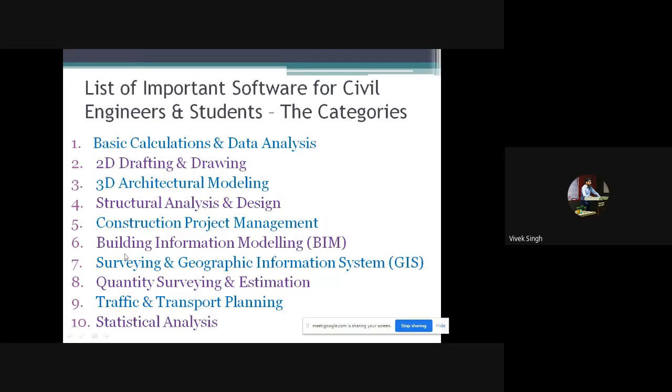And then surveying, all these last four are actually not in order. 7, 8, 9, 10 can be used during the first six itself, like surveying and geographic information system. This will be needed before constructing the building. You need to do surveying, right? You need to mark the points and everything.